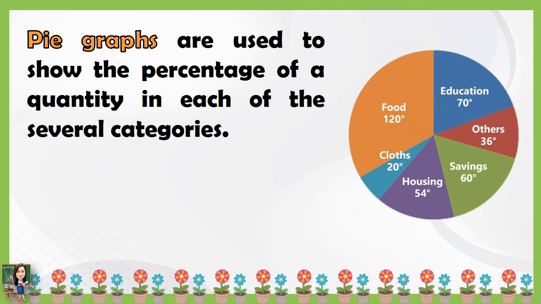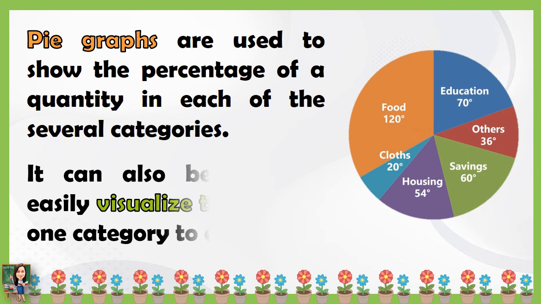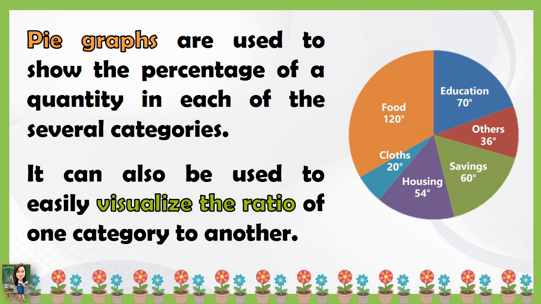Pie graphs are used to show the percentage of a quantity in each of several categories. They can also be used to easily visualize the ratio of one category to another.